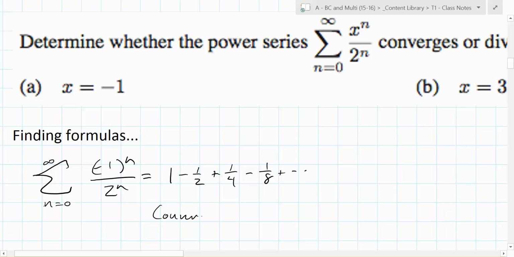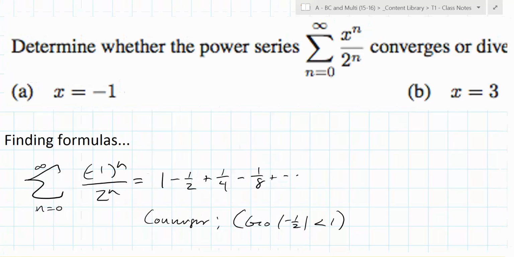Converges. Why? Because there's two ways. It's a geometric series, and the absolute value of 1/2, which is its ratio, is less than 1. You see what I mean? And it's alternating, and it's going to 0. It's an alternating series that goes to 0, so it's definitely going to converge. Absolutely. Let's look at this one.